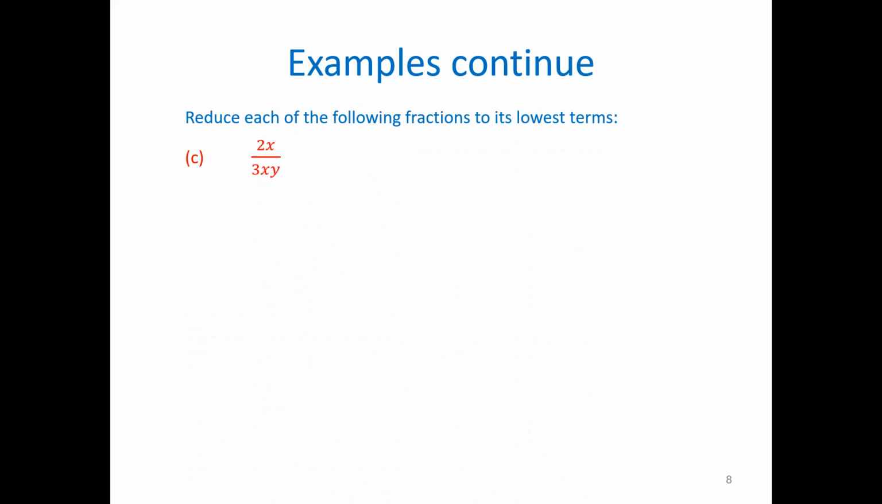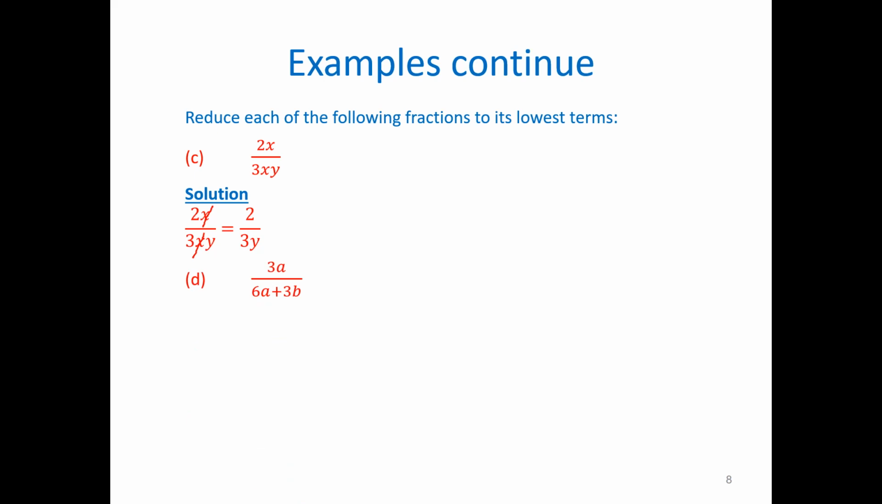Okay, let's see these examples with algebraic fractions. Okay, 2 times x divided by 3 times x times y. Well, we see here x can be cancelled with x, so the common factor between the numerator and denominator is x. So as if we divide the numerator by x and the denominator by x, we will get 2 divided by 3y. So this is the simple form of the fraction.